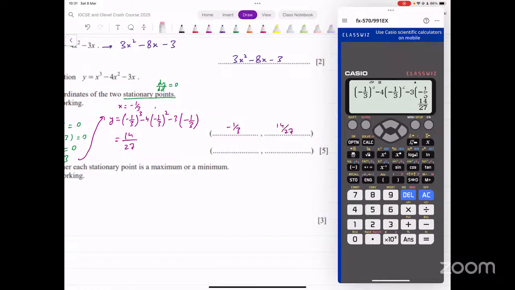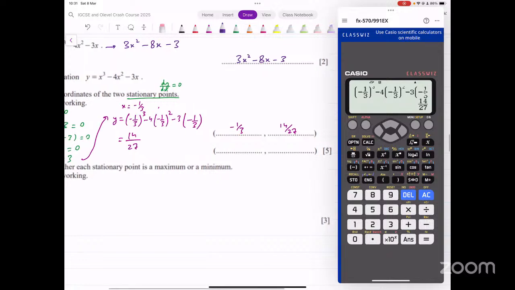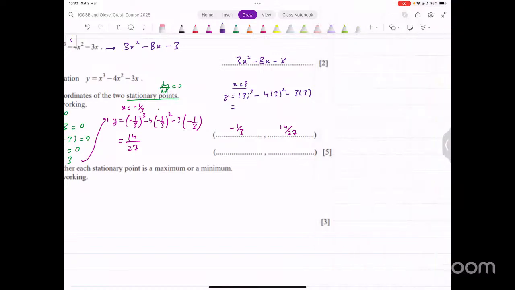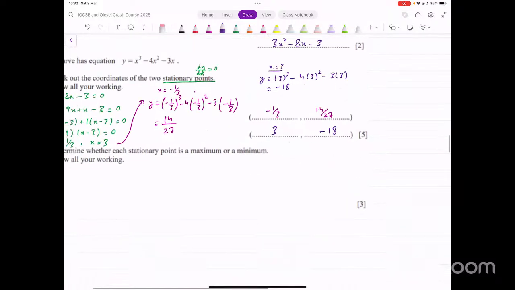Okay, now what about the other one? You can put x equal to 3 now. The y value turns out to be 3 cube minus 4 into 3 squared minus 3 into 3. And that will give you the result for the second point. 3 cube is 27 minus 4 times 9. That's 36, minus 9. That's minus 18. So this point is 3 and minus 18. This is the other point that we have. These are the two stationary points that we were looking for.